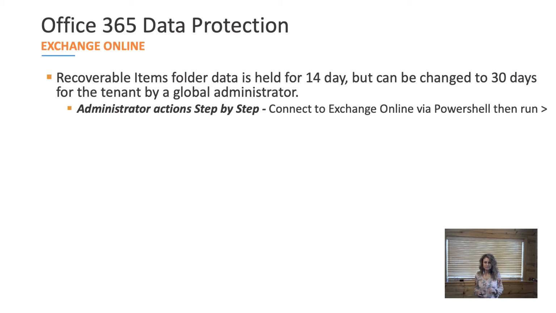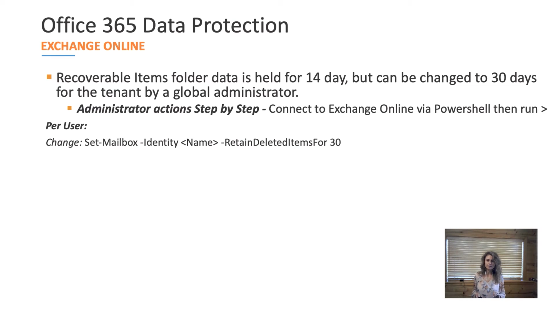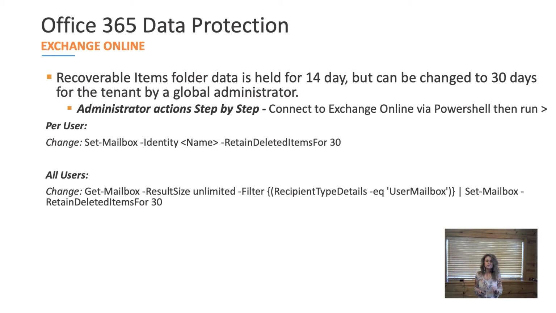Now you as an admin, for that deleted item recovery, for your users to be able to recover anything more than 14 days in Office 365, you're going to need to go in and connect to PowerShell, and you're going to run a command. So if you want to do this per user, here's your command. Or if you want to do it for your entire Office 365 Exchange Online mailbox set, then you're going to leverage this command instead. The max you can set this to is 30 days.